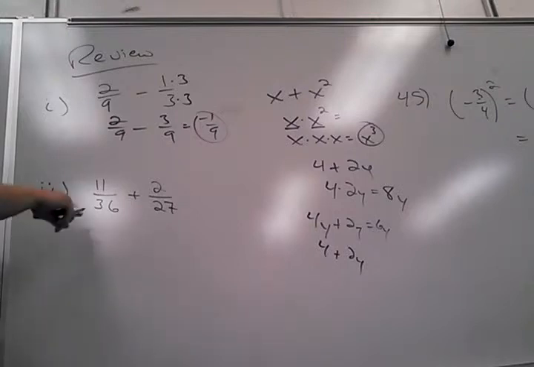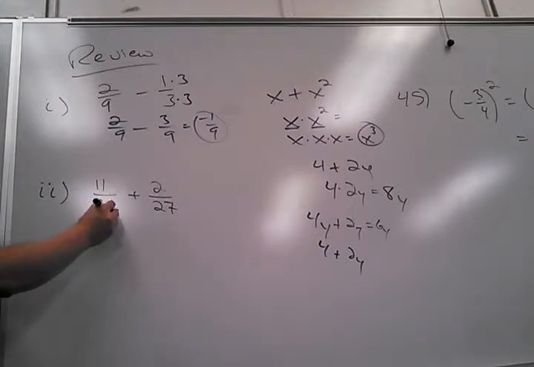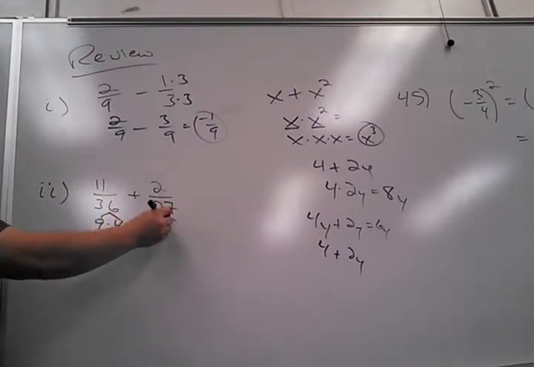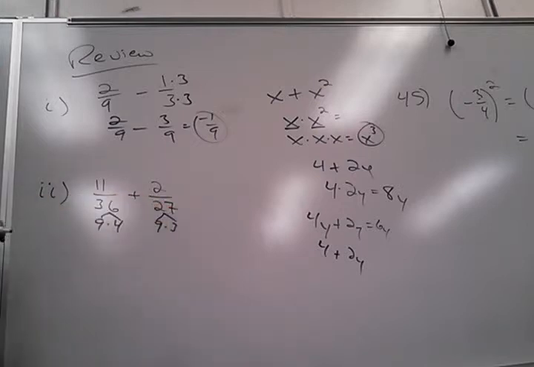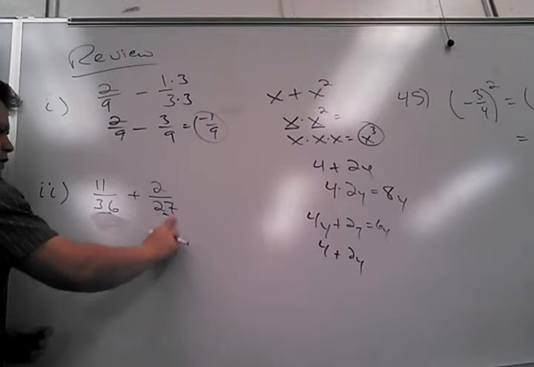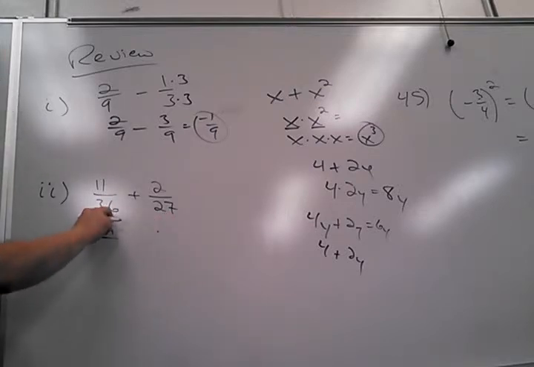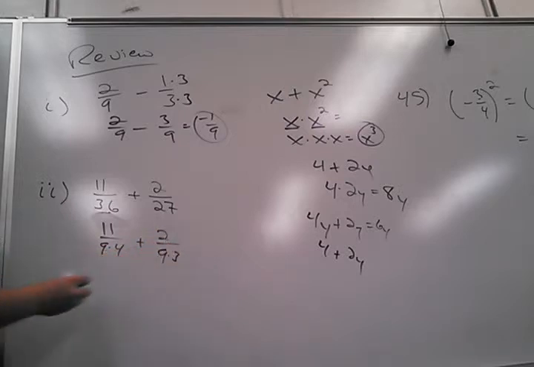But can anybody tell me, how did you get the LCD here? 9 times 3 and 9 times 4. All right, good. So that 9 is what they have in common, right? Let me make it really clear what's going on. So I'm going to rewrite this as 11 over 9 times 4, and 2 over 9 times 3. Now, which one is missing something the other one's got?